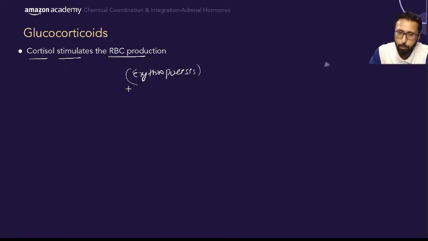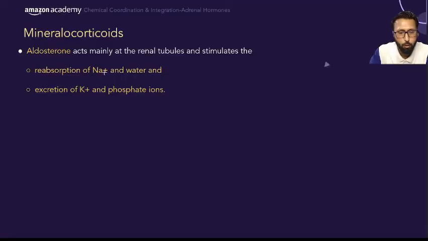Okay, erythropoiesis. Cortisol is a glucocorticoid. Okay, so let's talk about mineralocorticoids now. As we know, mineral means obviously mineral. So an example is aldosterone. They act mainly at the renal tubule. Renal tubule is what? This is the part of the nephron which contains Bowman's capsule, PCT, loop of Henle, DCT and collecting tubules.